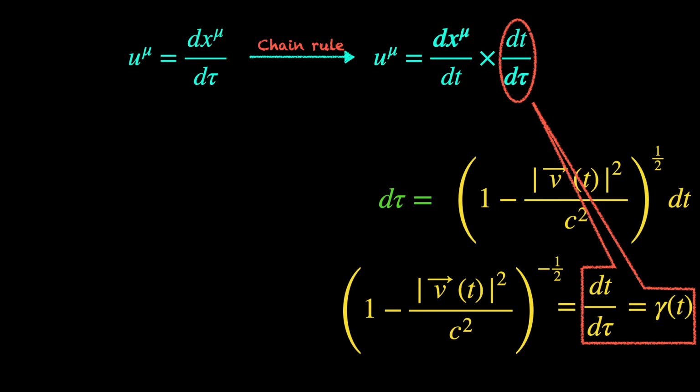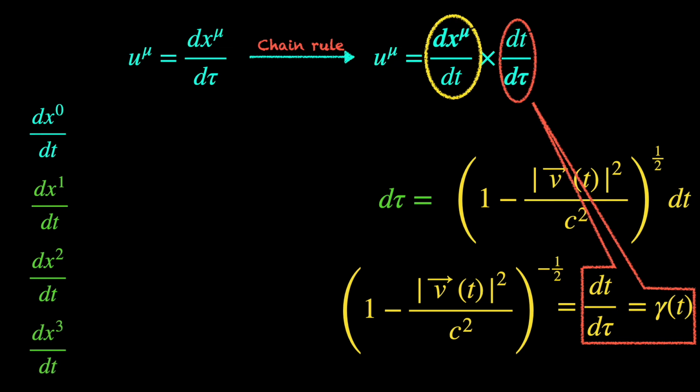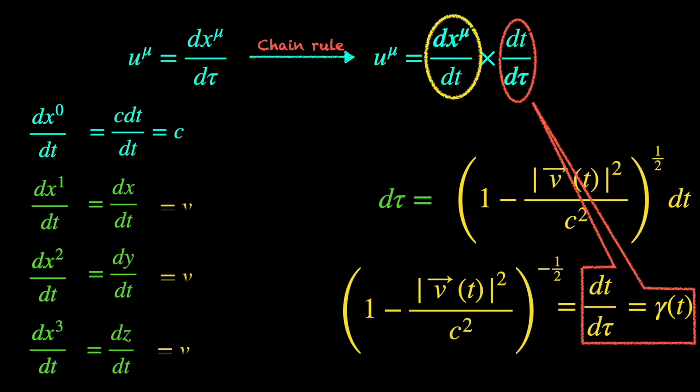How about the other factor dx mu/dt? We just have to break it down into its four components to see what they are. For mu equals 0, it is dx0/dt or c dt by dt, so just the speed of light itself. For mu equals 1, 2 and 3, it's dx/dt, dy/dt and dz/dt, the three components of the three-dimensional velocity vector itself, which can be time varying if the particle is moving with a non-uniform velocity.